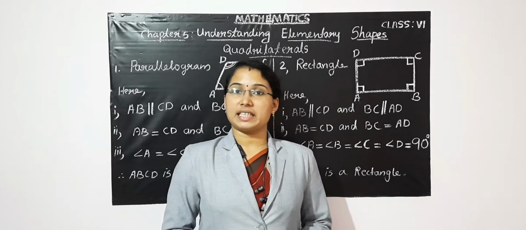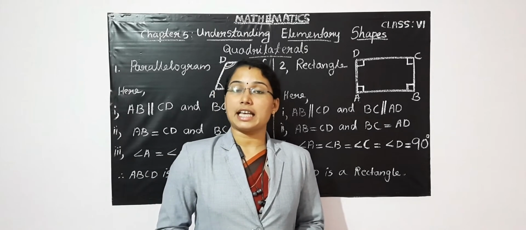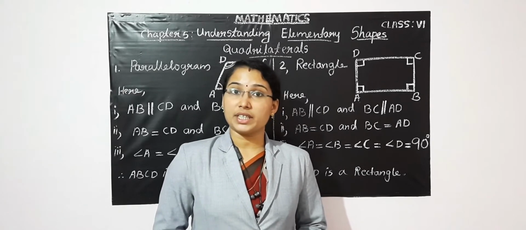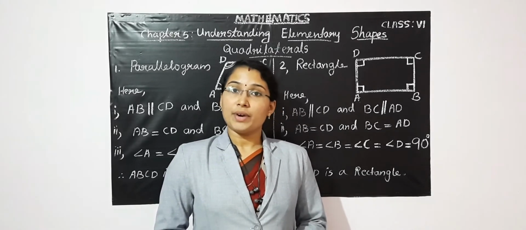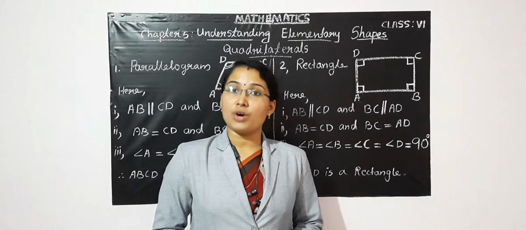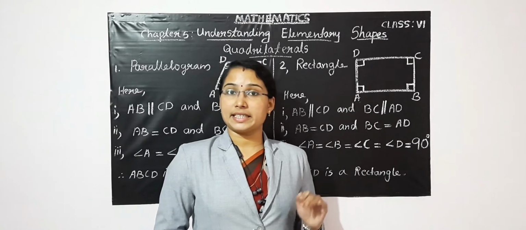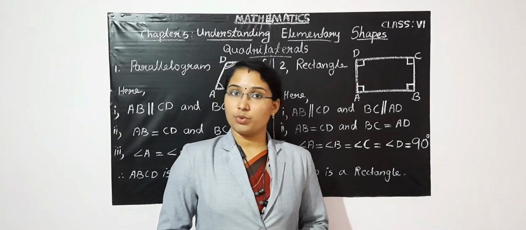In our previous class we discussed different types of angles and classification of triangles. Today let us discuss different types of quadrilateral. What is meant by quadrilateral? A closed figure made of 4 line segments is called a quadrilateral. Here we can study 5 types of quadrilateral.